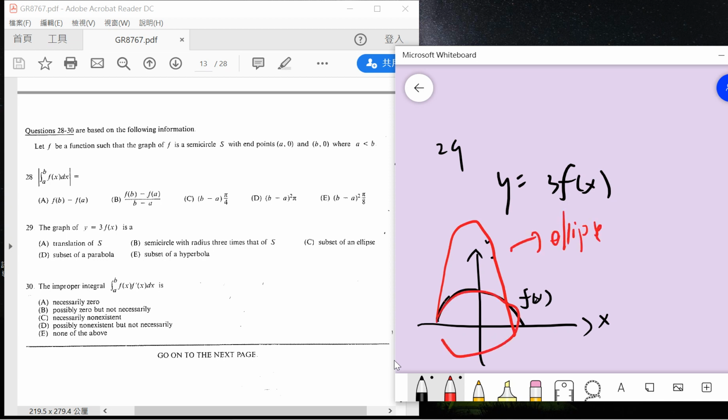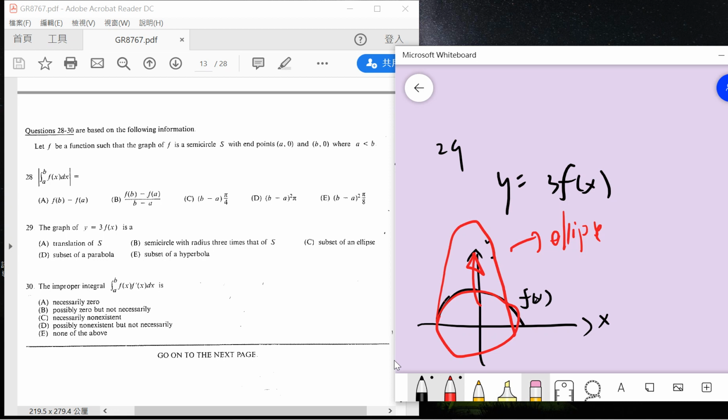Suppose you have a circle, you shrink one direction and amplify the other, so it becomes an ellipse. So the answer is C. The answer is C. So for 29, you don't need to do any calculation. You just test your intuition.